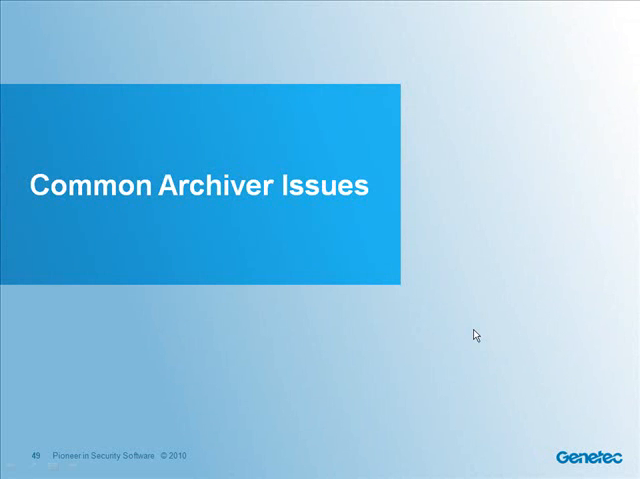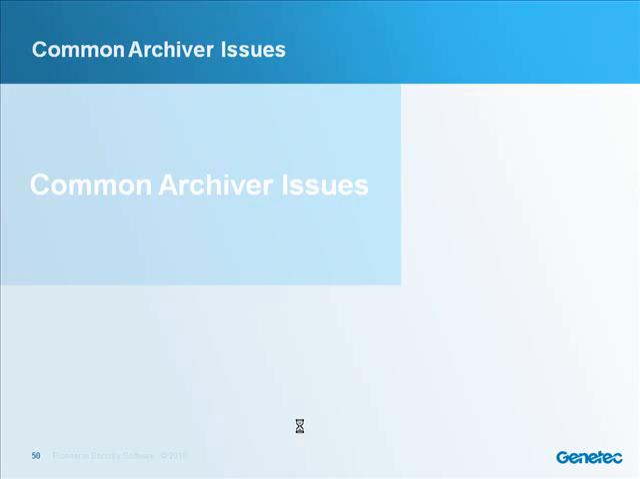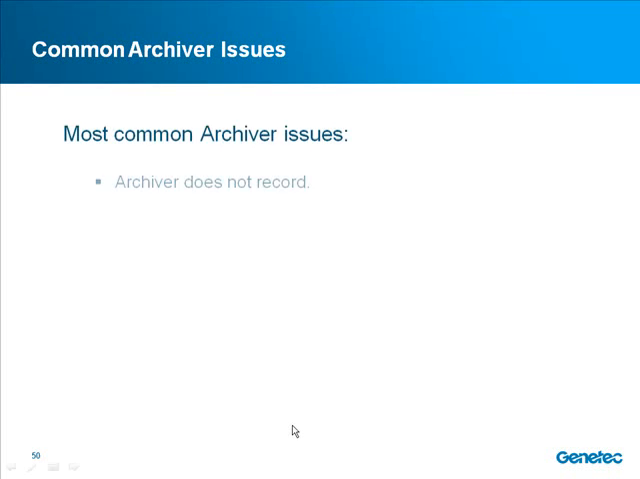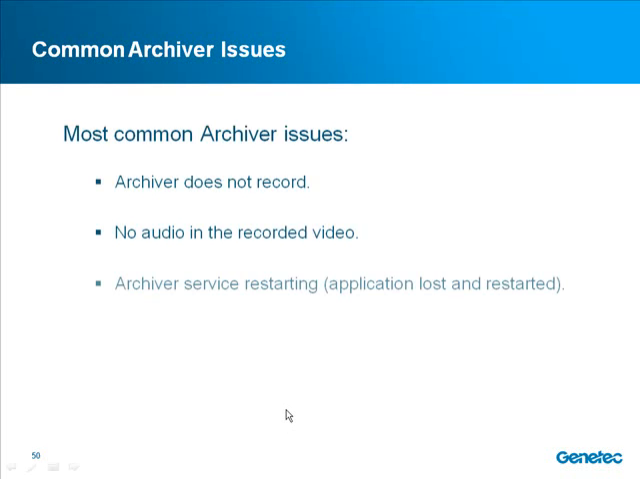Now that we've had a look at some of the troubleshooting tools and the issues we can find with them, we're going to look at some of the most common general issues we run into and how to resolve them, or at least find out the source of the issue. The three common issues we'll be looking at today are problems recording video, no audio has been stored with the archive video, and the archiver service is restarting.